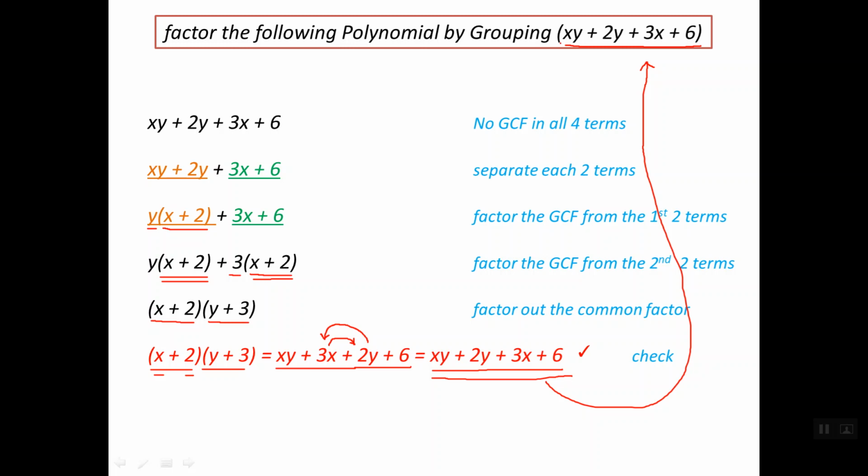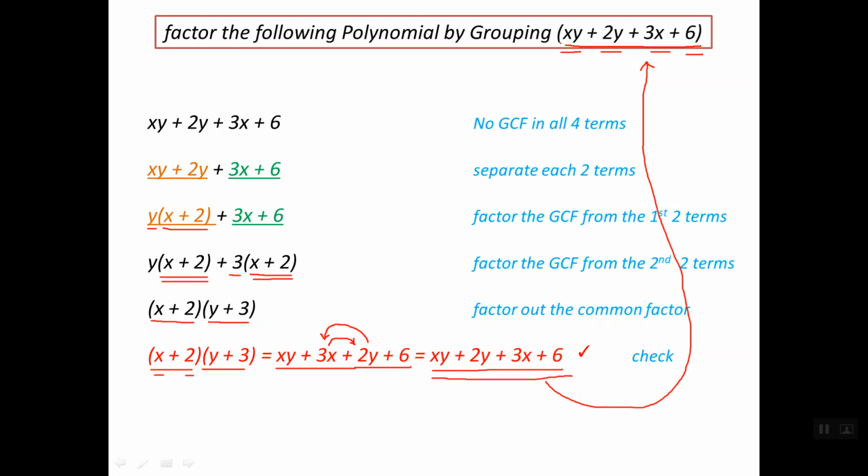If one asks if we try to merge the first term, which is xy, and the third term, which is the 3x, not the second term, and merge the second term, which is 2y, and the last term, which is 6. Will we reach the same solution?